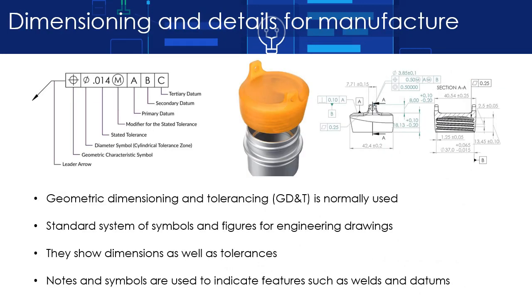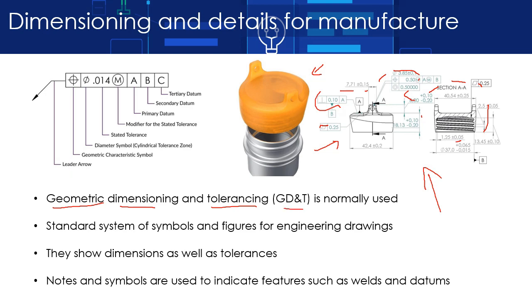This is what I was talking about, the dimensioning and details for manufacture. So this is the kind of drawing that might be given to someone who's going to create a mold for injection molding, or someone who's going to manufacture a prototype or something. Imagine this is the lid here in 3D, and then you can see this is the technical drawing. Now all of these really complicated looking details all around are standard symbols that are used, and they are called geometric dimensioning and tolerancing, so GD&T.